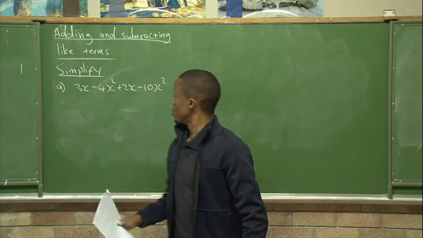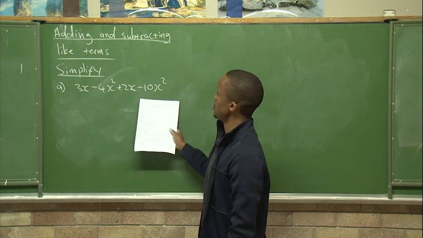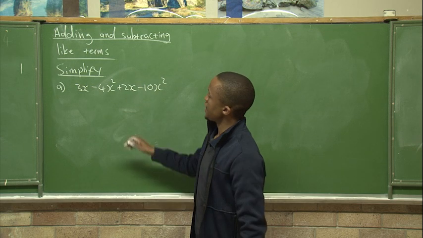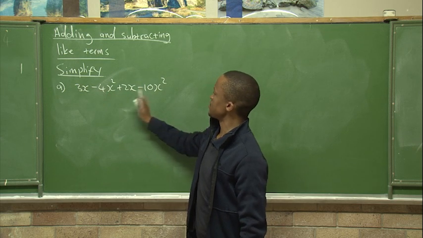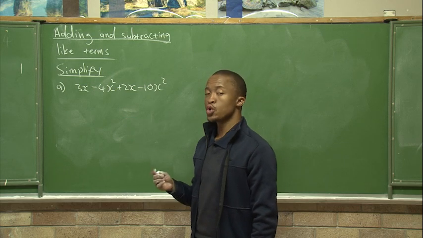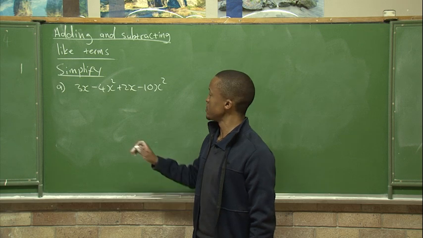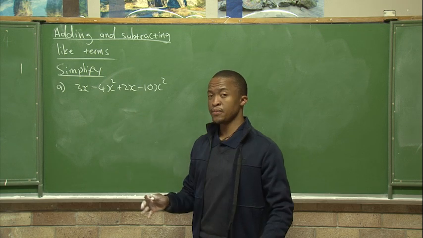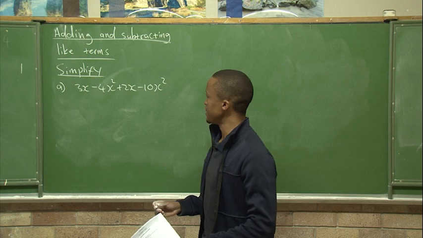So now we have these four terms here on the board, and what we need to do is to add and subtract. But you don't just add and subtract randomly. You must first collect your like terms. So we first identify which terms are like terms, we collect them, and then we simplify further.